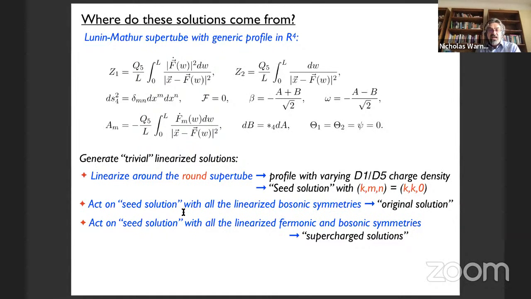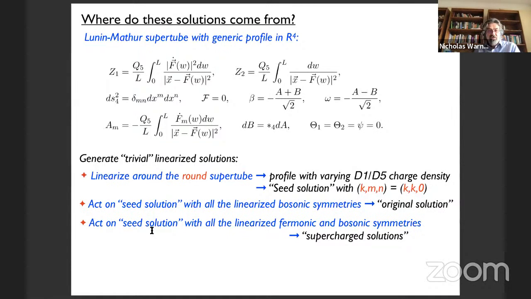But now you can act on this seed solution with the linearized bosonic symmetries. You've got the rotations on the sphere, so you've got SU(2), and you've got SL(2,R) on the AdS3. And you can act with the symmetry generators of that. And that is, in fact, how you get that original solution.